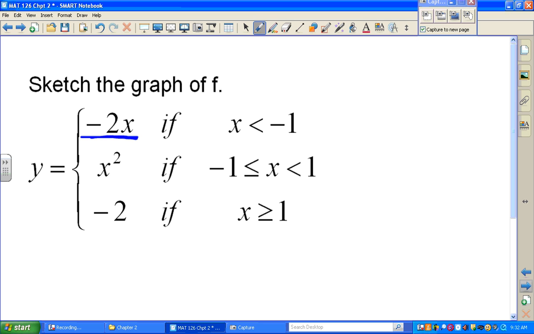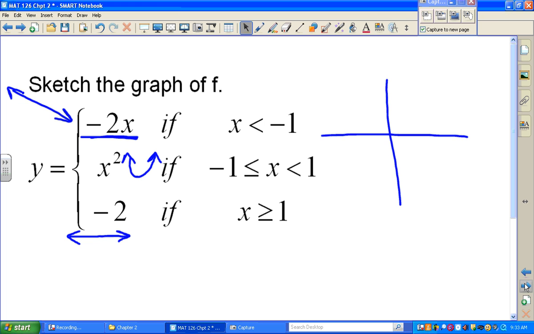Negative 2x, is that the equation of a line, a parabola, or a constant? Line. Does the line go uphill or downhill? Downhill. That's a downhill line. X squared, what's that look like? A parabola. That opens up, correct? Because a is positive. And negative 2, what's that graph look like? A constant. Just like that. Okay? I have to put all 3 of those together to come up with one graph on here.